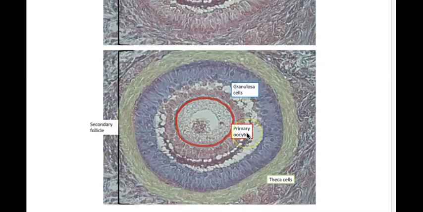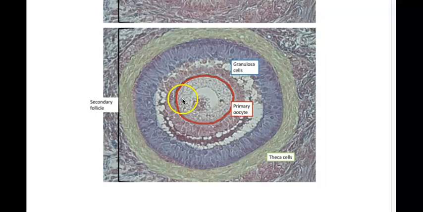Here's a secondary follicle. Again, here's a primary oocyte. And what I tried to do here is, what is highlighted in this purpley blue, those are the granulosa cells. And what's in this yellowish green, those are the theca cells. So those follicular cells by now have differentiated into granulosa and theca cells.